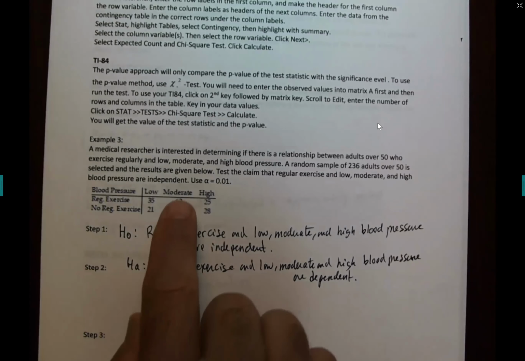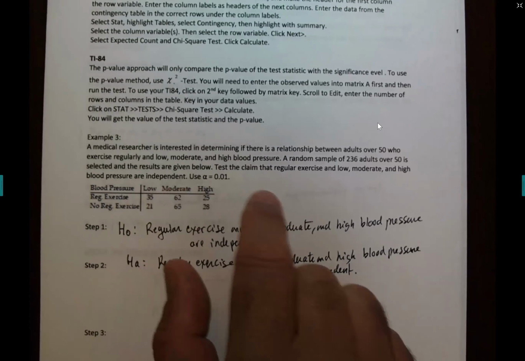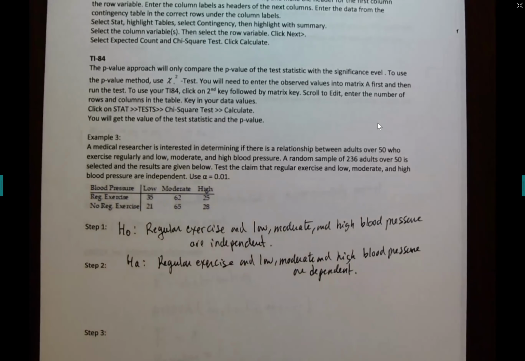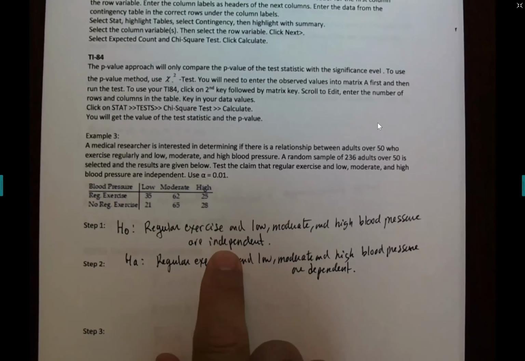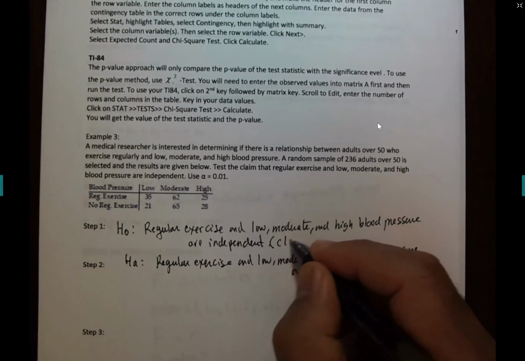We got the data in a contingency table. A contingency table, guys, is a table that has rows and columns. This is what we call a contingency table. Test the claim that regular exercise and low, moderate, and high blood pressure are independent. The reason why I put independent in H0 is because that's the definition of H0. It's for independent variables. HA is for dependent variables. And I think, guys, you should agree with me that the claim is right here, because that's what he says.